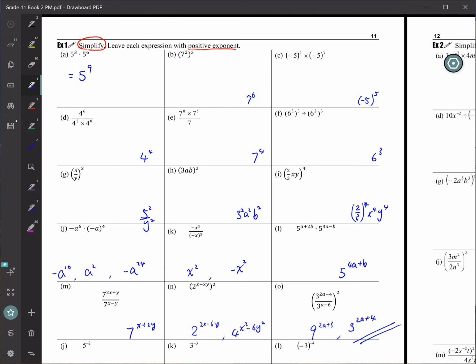Can I change my answer for number J to a to the power of 10? I said the wrong thing. So positive a to the 10. Yeah. Okay, so a to the 10.